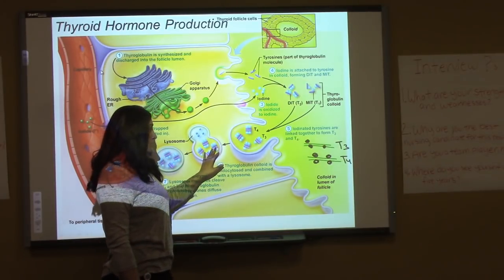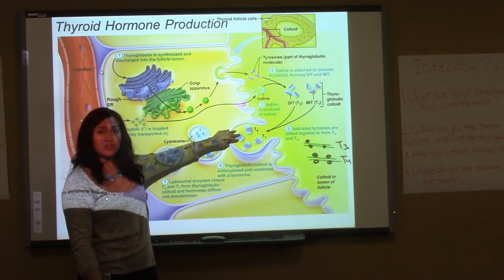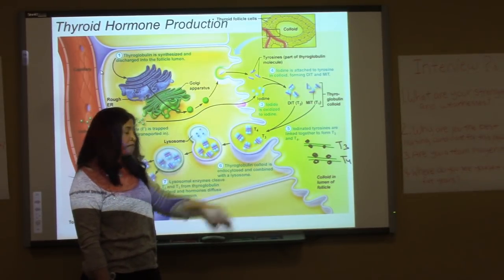So now, once you have produced T3, T4, the next step is the hormones are endocytosed back into the follicular cell. Because right now they were in the colloid. Now they have to come back into the follicular cell, so endocytosis occurs.